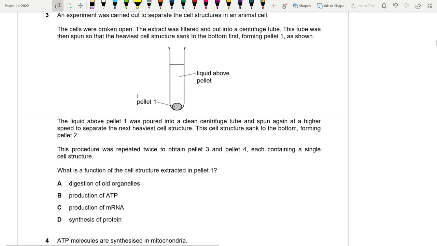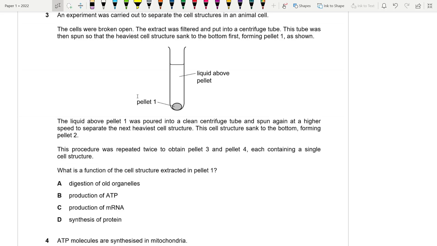An experiment was carried out to separate the cell structures in an animal cell. The cells were broken open, the extract was filtered and put into a centrifuge tube. This tube was then spun so that the heaviest cell structure sank to the bottom first, forming pellet 1 as shown. The liquid above pellet 1 was poured into a clean centrifuge tube and spun again at a higher speed to separate the next heaviest cell structure. This cell structure sank to the bottom, forming pellet 2. This procedure was repeated twice to obtain pellet 3 and pellet 4, each containing a single cell structure.